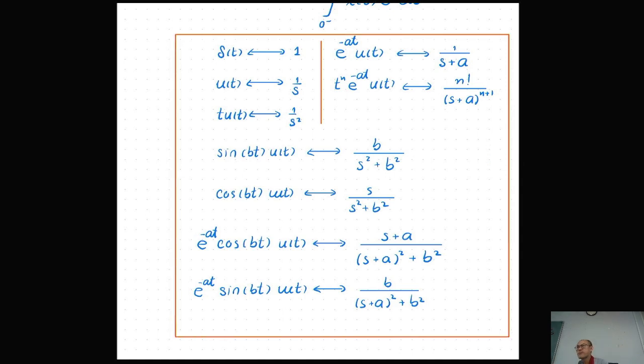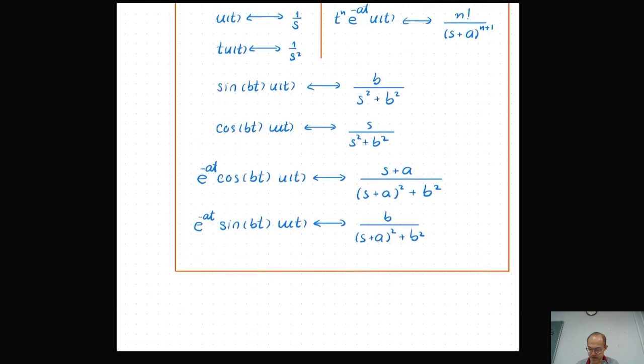If you need to write something down on the A4 notes, then this table is a definite thing that you should write down. Okay? Any question? No. All right.